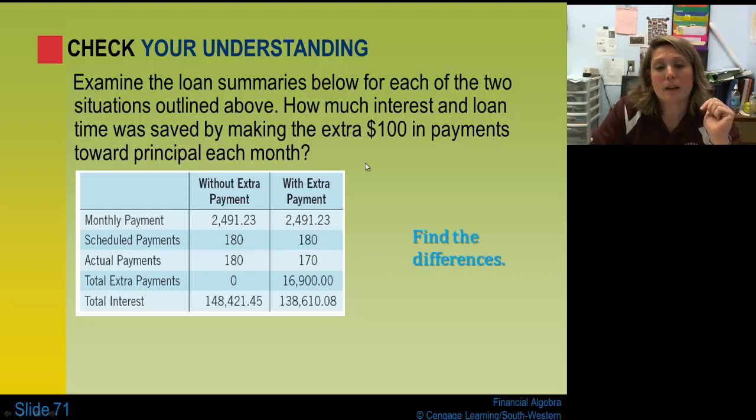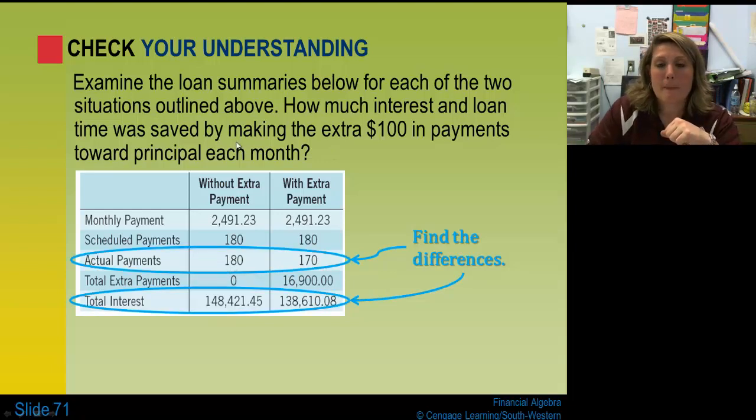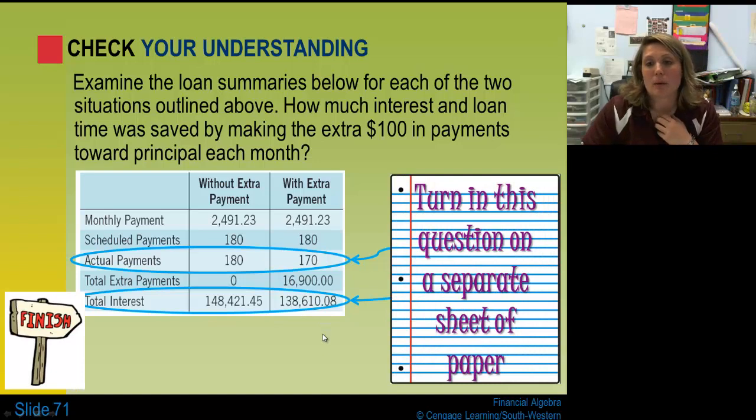So you need to find the differences here. In order to answer this question, you need to find the differences between these two pieces here. And that will get you how much they saved, how many payments they saved, and how much they saved with principal each month. So find the differences between this one, and finish that in your notes, please, and on a separate sheet of paper.